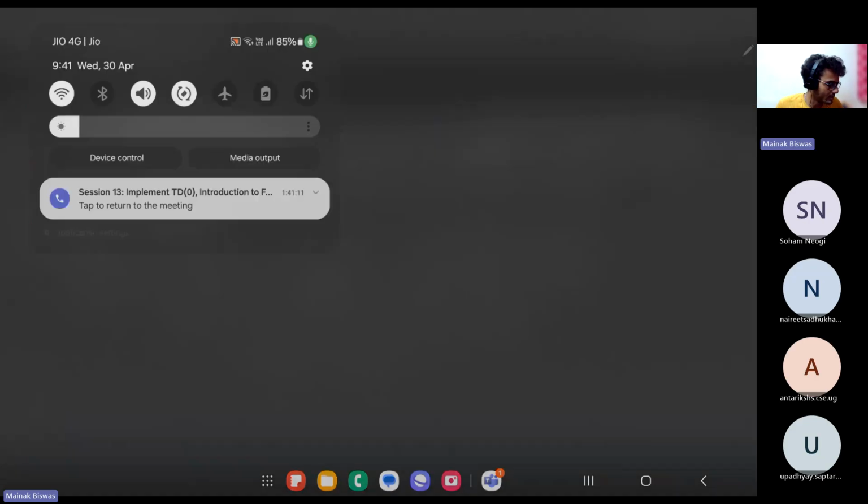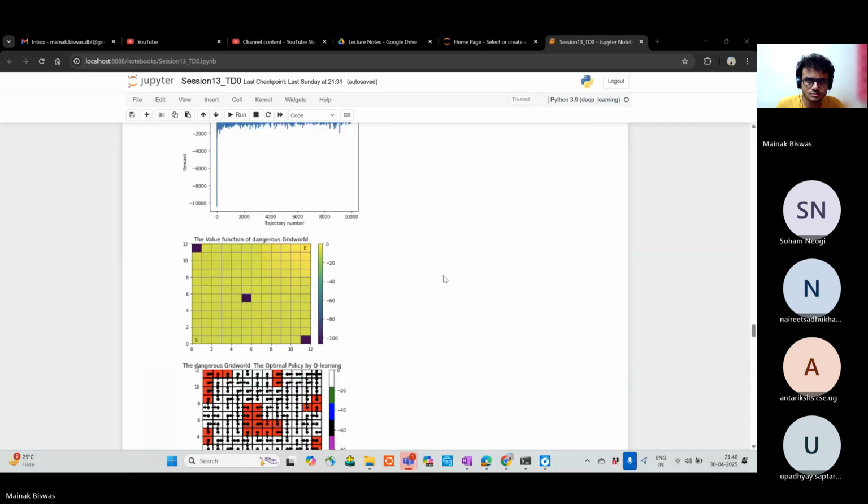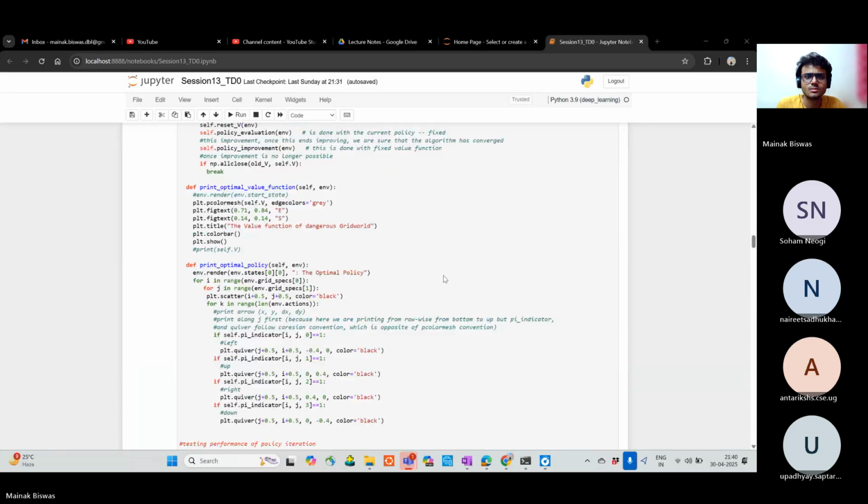Let's try to implement it. I'll stop sharing from my tab since you have no questions. Okay, so I'll share now. Can you see my screen?